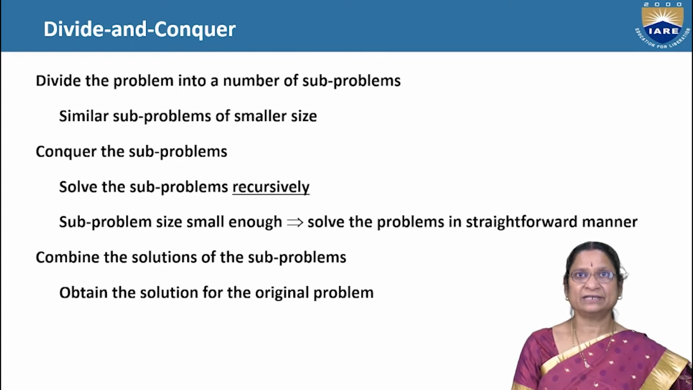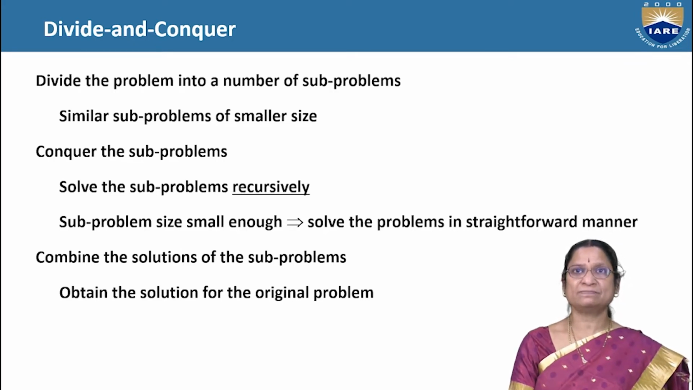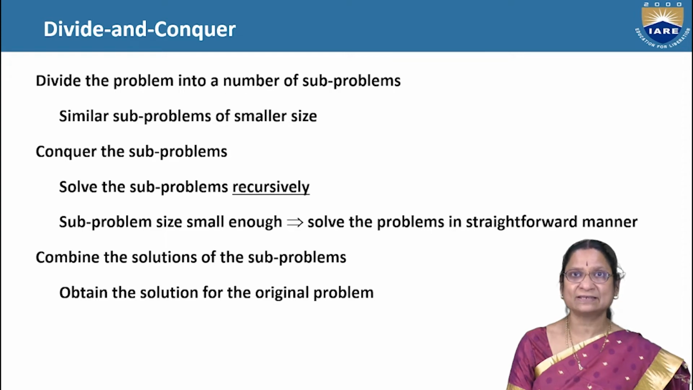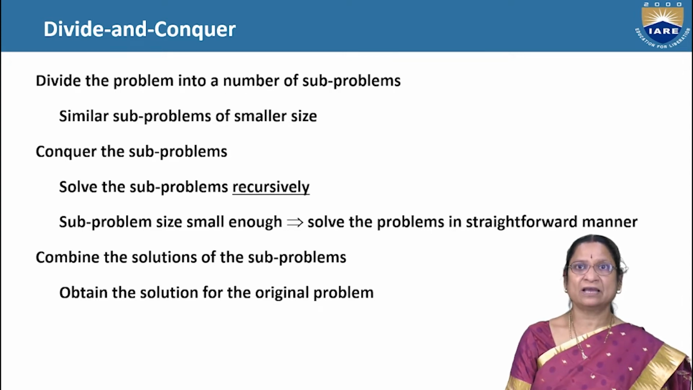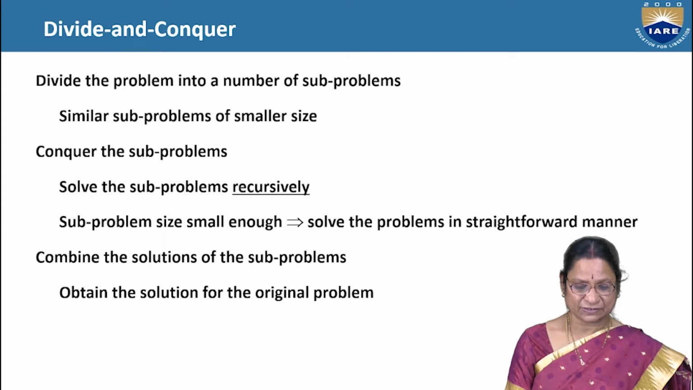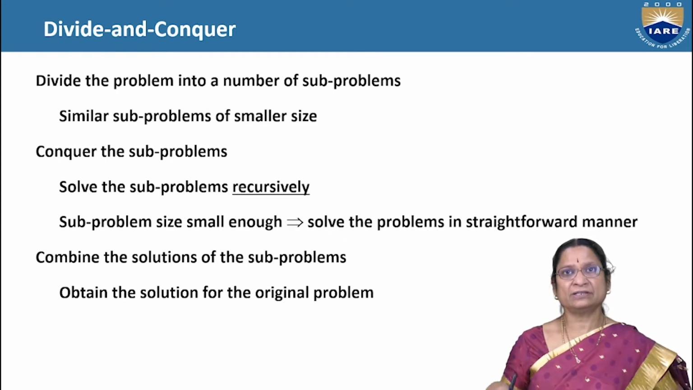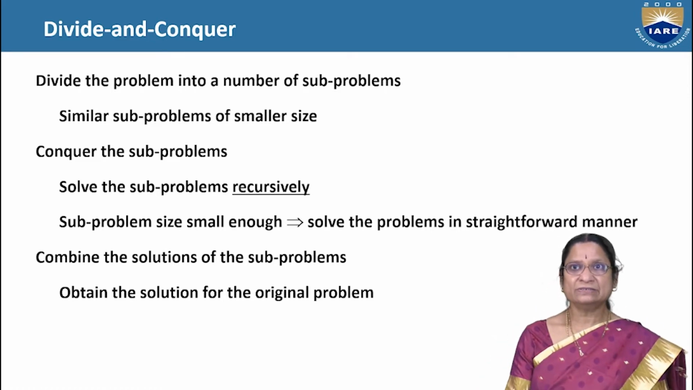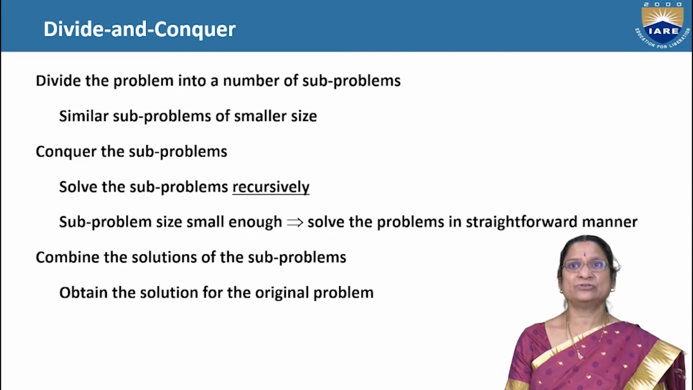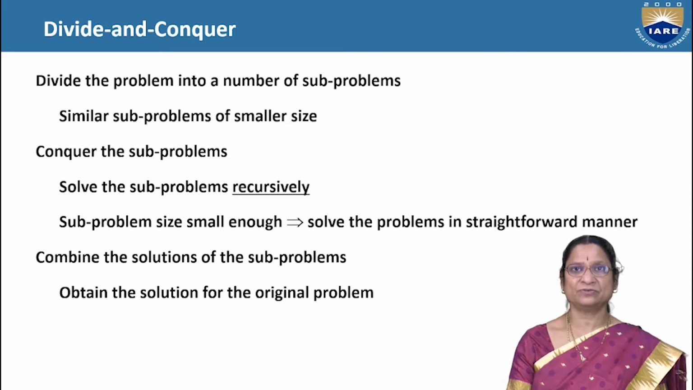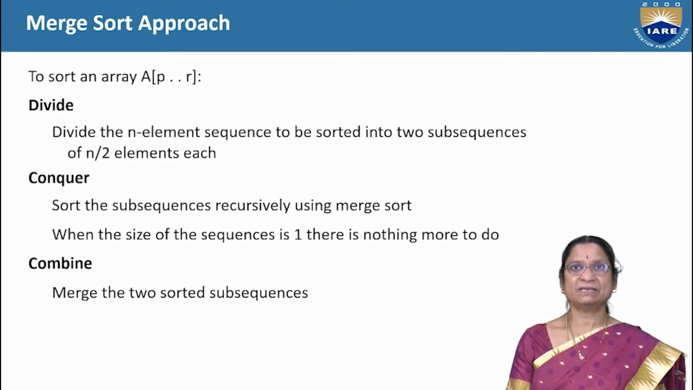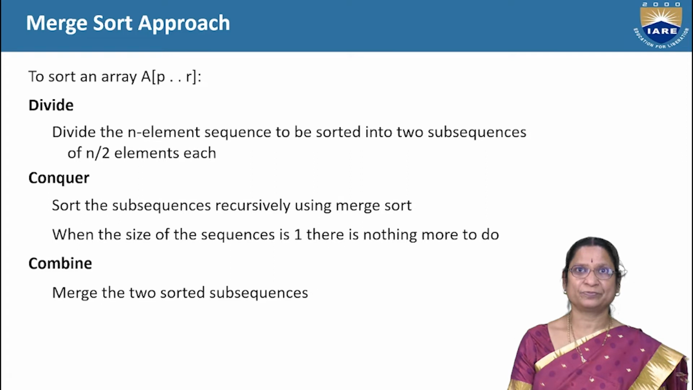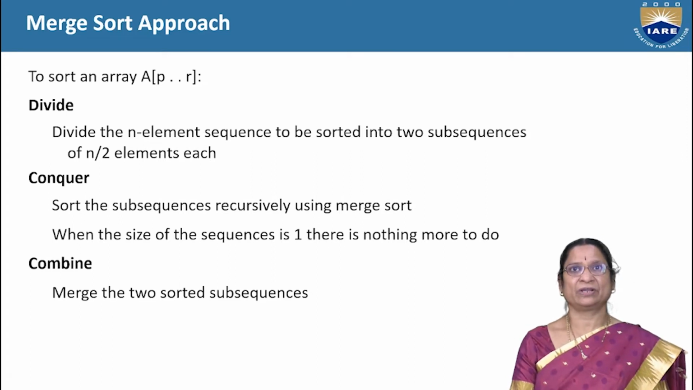As we know, the divide and conquer strategy divides our problem into a number of subproblems similar to the original problem but of smaller size, conquers the subproblems, and then combines the solutions of these subproblems. Conquering of subproblems is going to be done through the recursion process. By combining the solutions of these subproblems, the solution for the original problem can be obtained. Merge sort is based upon this divide and conquer strategy only.